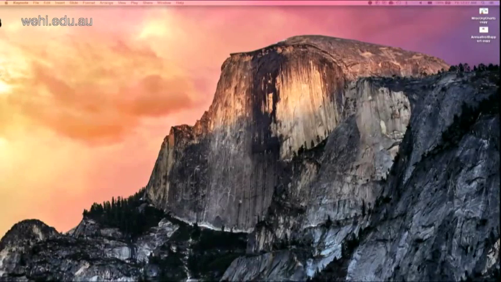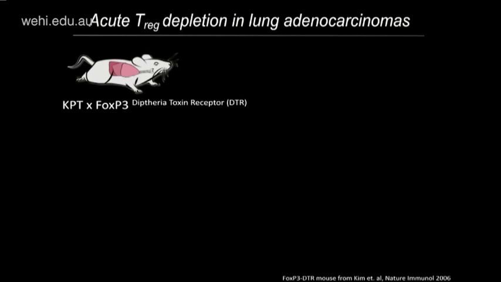And fortunately for us, we were able to ask that question directly because Sasha Rudensky's lab had made a mouse in which they knocked in the diphtheria toxin receptor into the FOXP3 locus. And with this animal, one can deplete Tregs using the administration of diphtheria toxin. And so Nick crossed this FOXP3 DTR allele in with our KP cancer genes, along with tomato. This is a tomato reporter that allows us to see the tumors more readily.